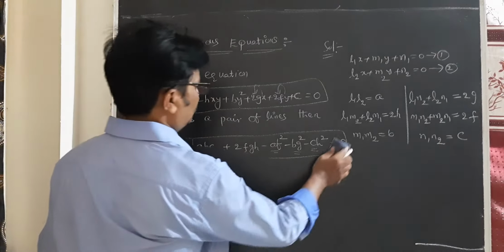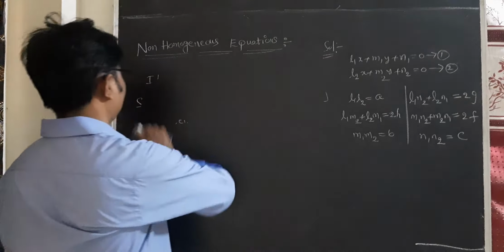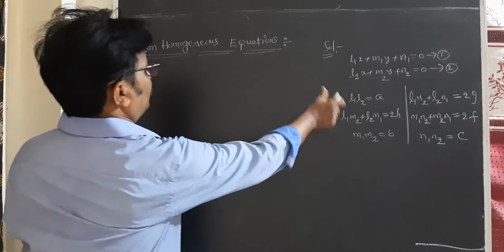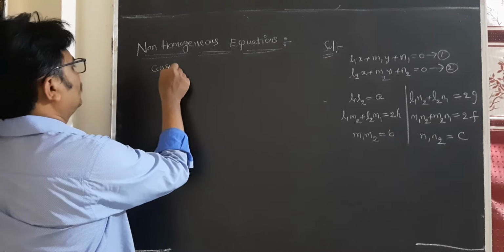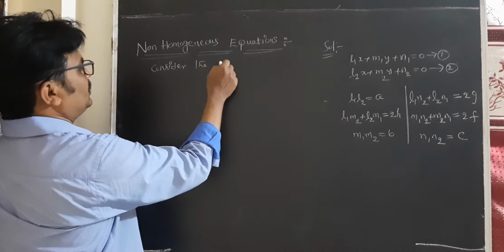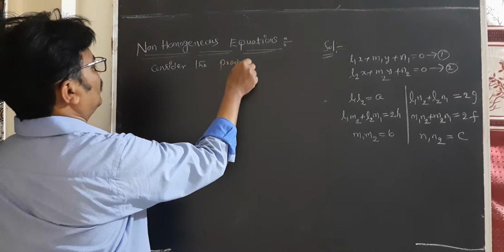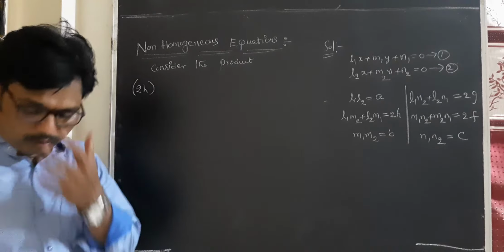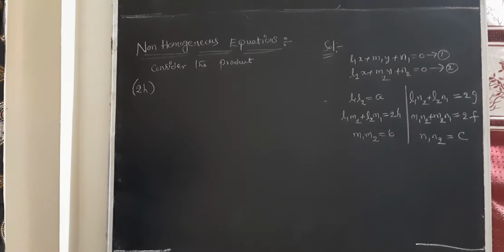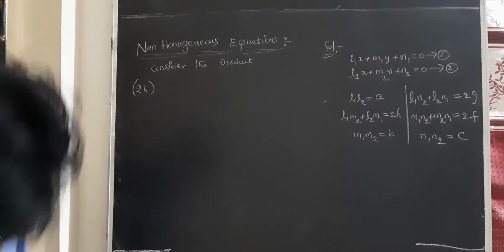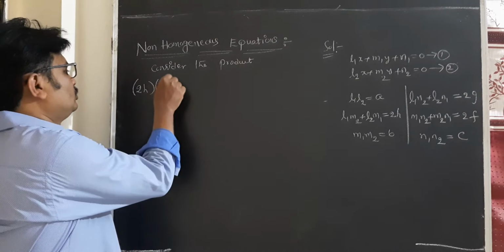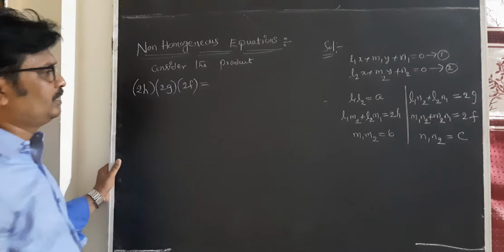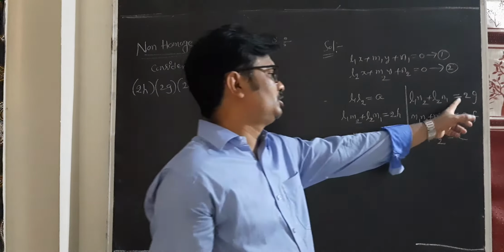Now students, we are taking the product. All of you listen here. Consider the product 2h into 2g into 2f. Undoubtedly, dear students, 2h into 2g into 2f. Here we are taking the 2h, and there are 2g and 2f.